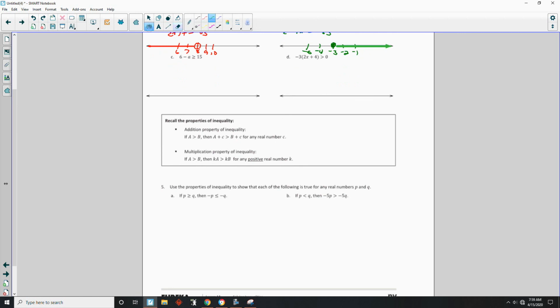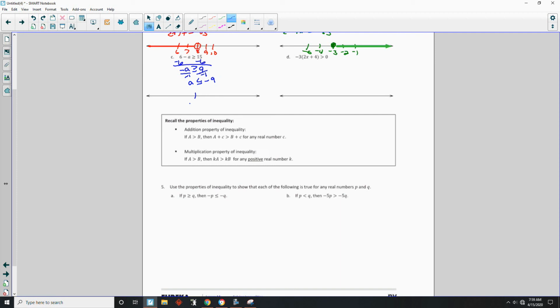Let's change the color to blue. I'm going to subtract 6 from both sides first. And that's going to leave me with 0 minus a. I don't want to write my 0. Let me get rid of that. 0 minus a is just a -a. Greater than or equal to 15 minus 6, which is 9. Divide by -1. Divide by -1. And I get a less than or equal to -9.